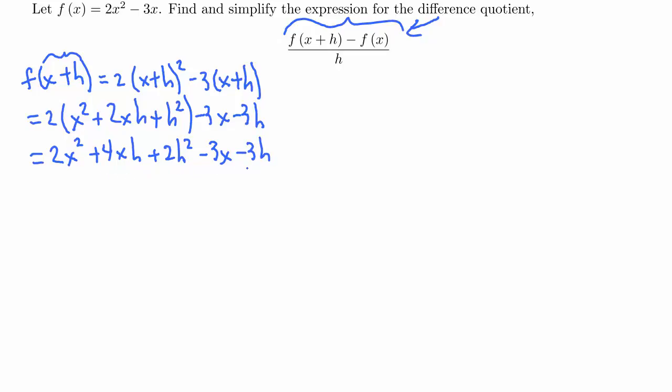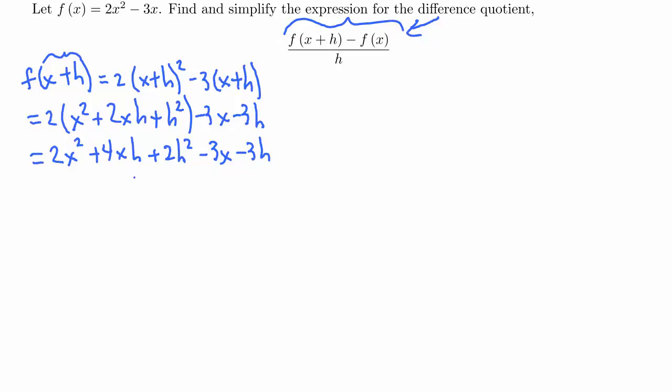Notice there's nothing in common here. Consider the h and the x to be two different variables. So x squared, there are no other x squareds. xh, there are no other xh's. h squareds, no. x's, no, and that's just the last one. Sometimes you can combine stuff, but this time you cannot.